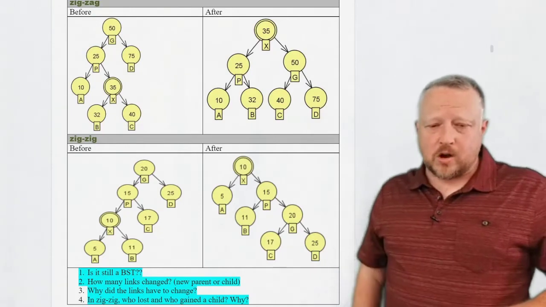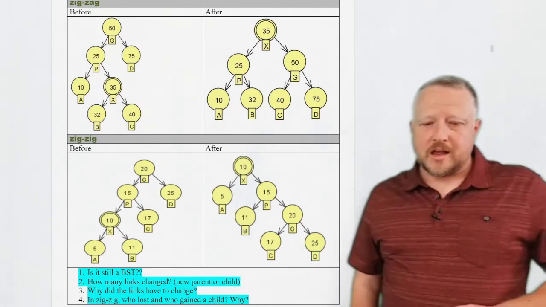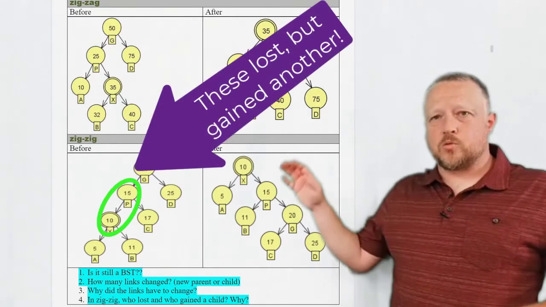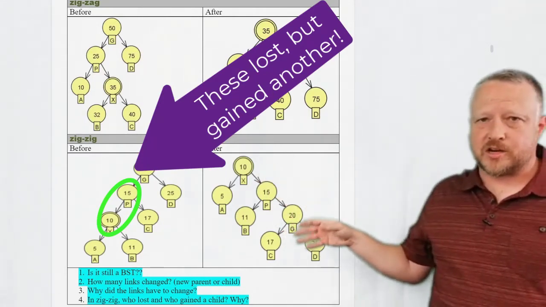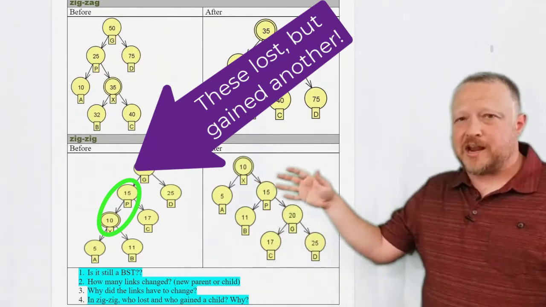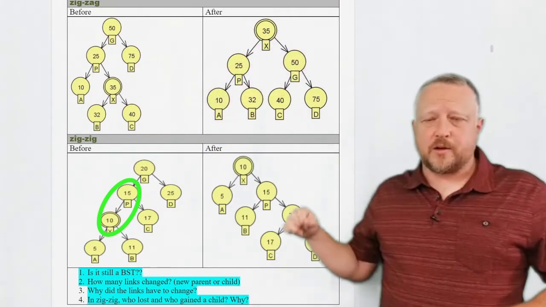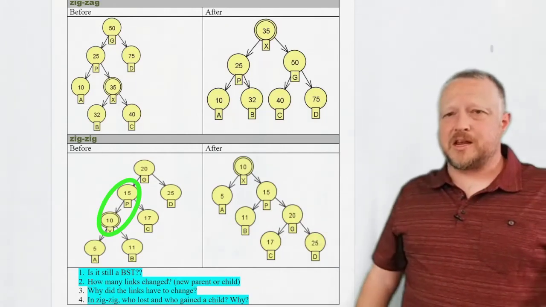And then the last one is, in the zig-zig, who lost and who gained a child and why? So you would do the same 3-4 steps that we did. Is this a binary search tree? Yes. How many links changed? I think it was a pretty significant number on this one too. And then why they have to change: because they have to be in binary search tree order.